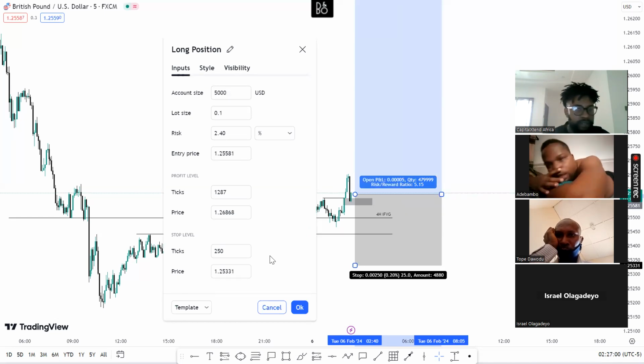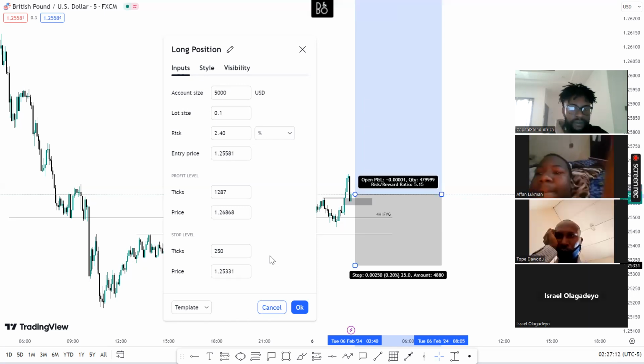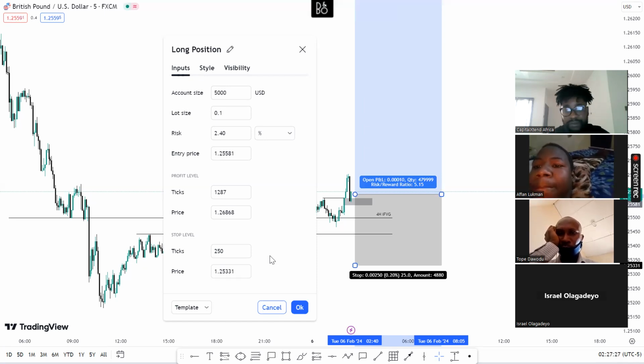Okay, so my stop loss is at 1.25331. That is my stop loss. So guys, let's see how this is going to play out. If it goes to our direction, fine, we will be happy. If it doesn't go to our direction, fine. We'll wait for another trade setup.